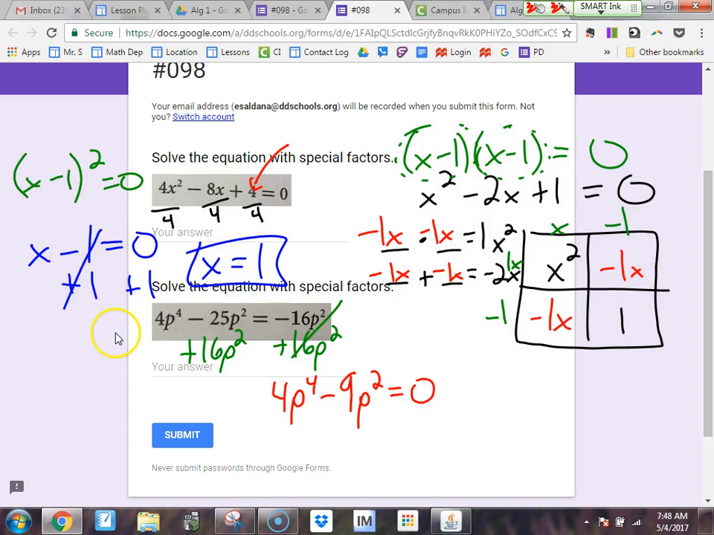Question was, is it to the fourth power? When we're adding or subtracting, we don't add the exponents. It's only when we're multiplying that we add the exponents. All right, so we have 4p to the fourth minus 9p squared.